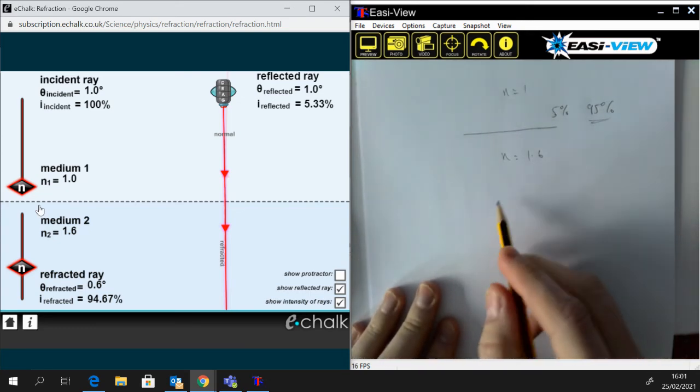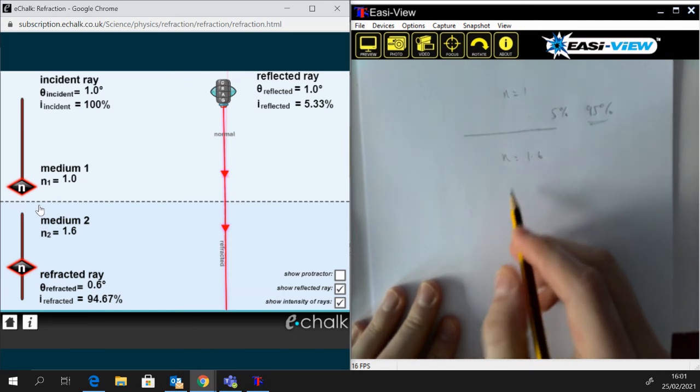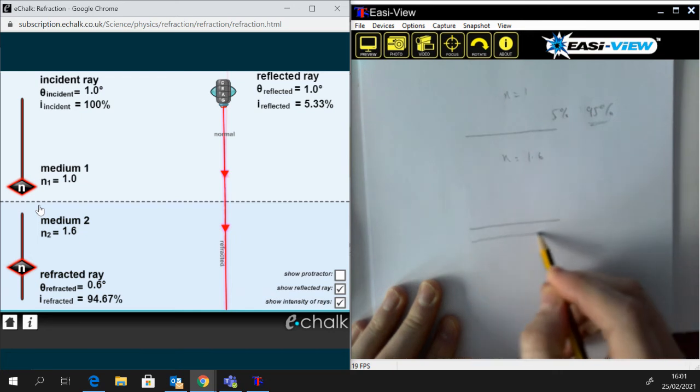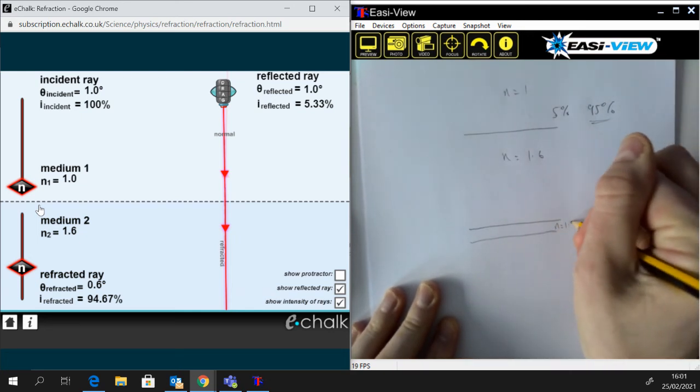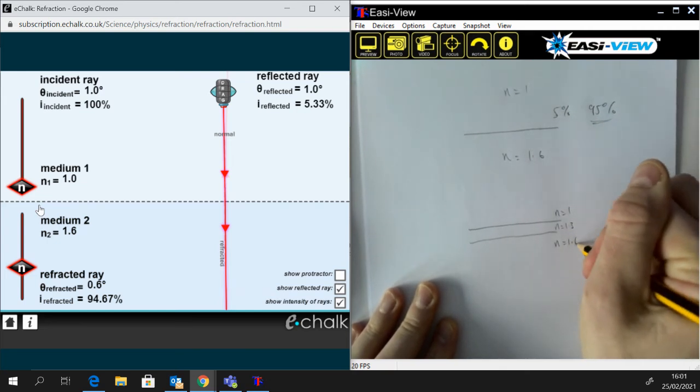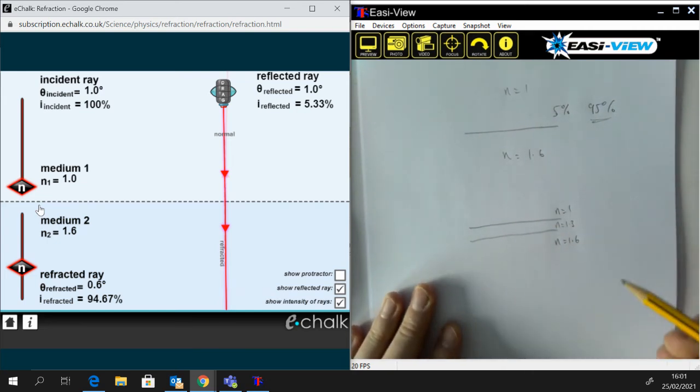Okay, so let's try. What would happen if, instead of going from 1 to 1.6, we had a thin coating of n equals 1.3? So we've got n equals 1, n equals 1.3, n equals 1.6. So how much reflection would we have?